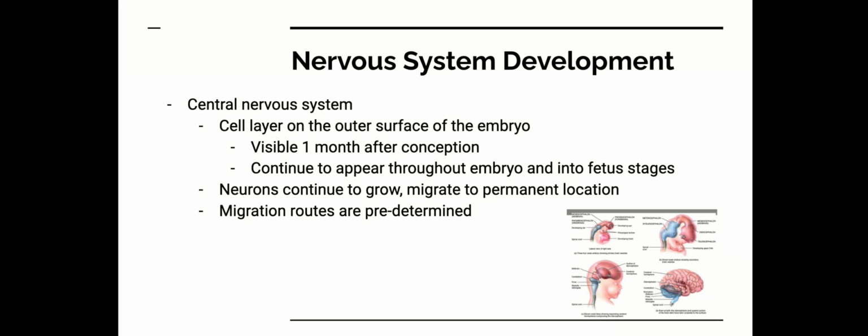We'll start with talking about the development of the embryo and fetus. The central nervous system is a layer of cells on the outer surface of the embryo. This is visible 1 month after conception. This continues to appear throughout embryo phases and into fetal stages. Neurons continue to grow and migrate to permanent locations. These migration routes are predetermined.